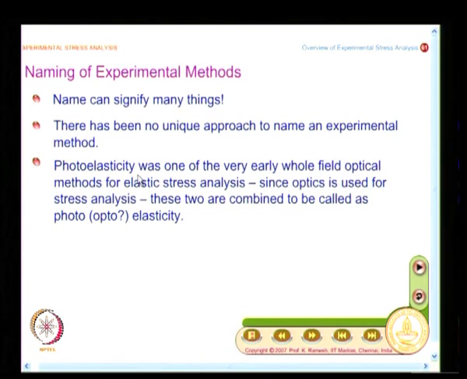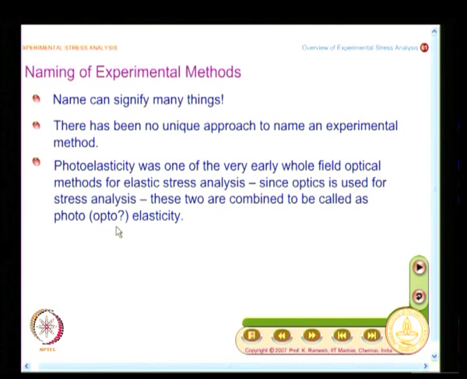People have used optical methods to reveal the stresses. So, they have combined optics and stresses, and photography was also prevalent at that time when they were recording the information. So, instead of combining optics and elasticity, they called it photoelasticity, they call it photomechanics. And even now there is a debate, should we call it photoelasticity or photomechanics or optomechanics.